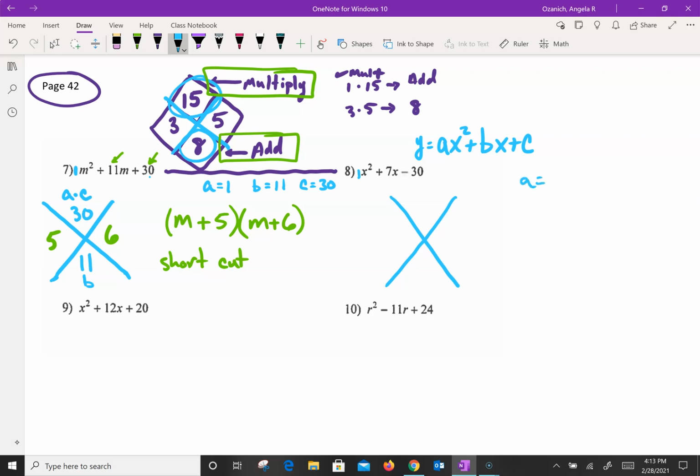So in this case, A is equal to 1, B is equal to 7. Ooh, this is going to be a little trickier. C is equal to negative 30. Okay, so remember A times C goes in the top, so this is going to be a negative 30 in the top. It's going to be a 7 in the bottom, and so you have to ask yourself, what are two numbers that multiply to be a negative 30? So I'm going to need one positive and one negative in order for my outcome to be negative. And when I add them together, I'm going to get 7.